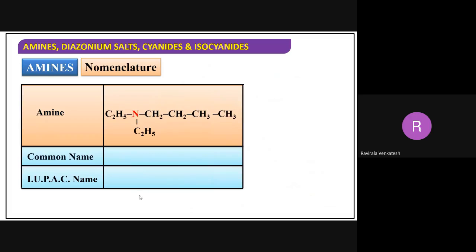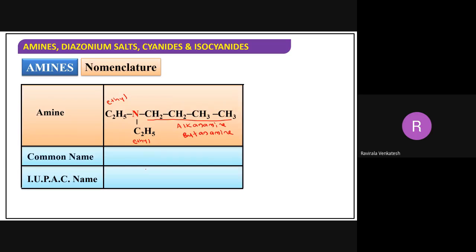Now if you have any doubts, they will be clarified. Don't look at left or right. See which chain has more carbons. Now it is called alkanamine. How many carbons are there? 4 carbons, so butanamine. And this will be N-ethyl, and this will be N-ethyl.